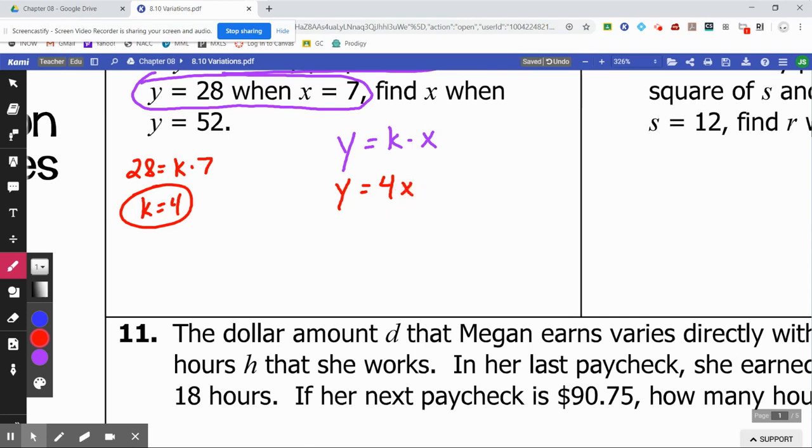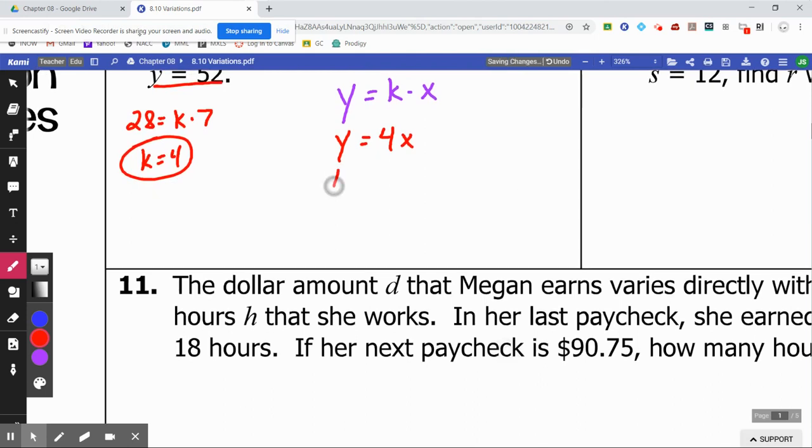Then they're going to give you another scenario, and they're going to say, well, what about when x is this or when y is this? It says now find x when y is 52. So now what we're going to do is simply plug in 52 for our y and solve that: 52 equals 4x, divided by 4, and you'll find out that when y is 52, x would be 13.